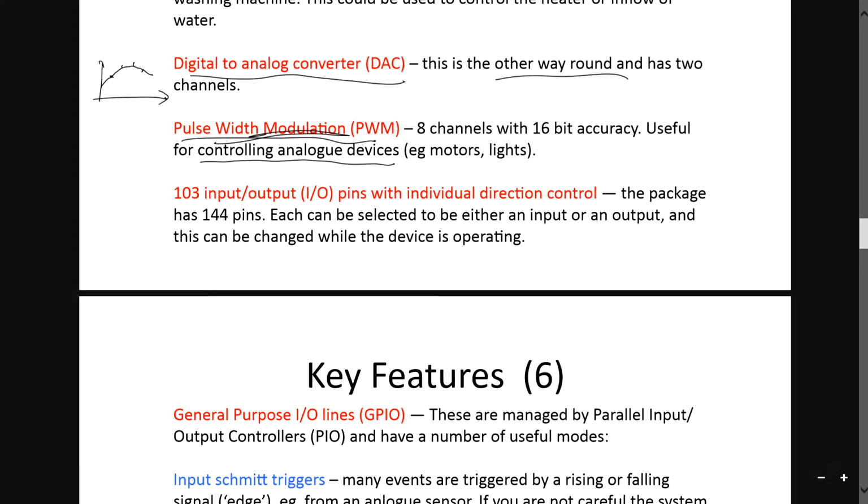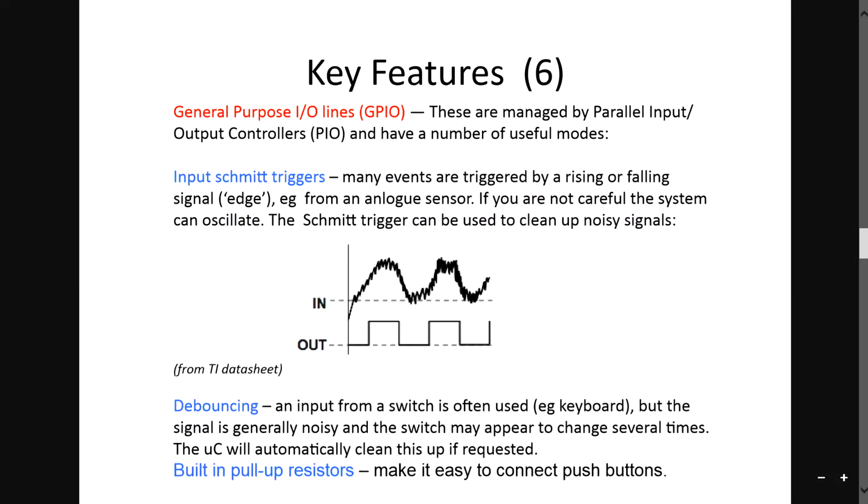Pins, I don't know what they are, but I remember that 1 pin equals 2 bits. So if 144 pins, then 288 bits, I think. General purpose I/O lines: there are many purposes here. One is switch triggers, meaning if you have noise, you can apply a switch trigger so that the signal becomes a cleaner version of itself.